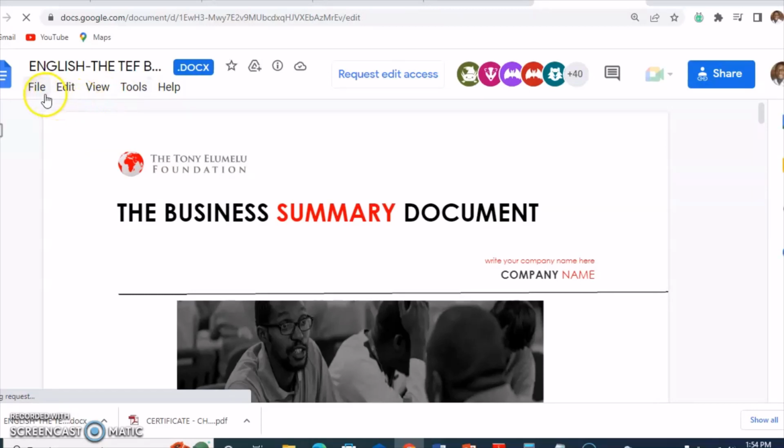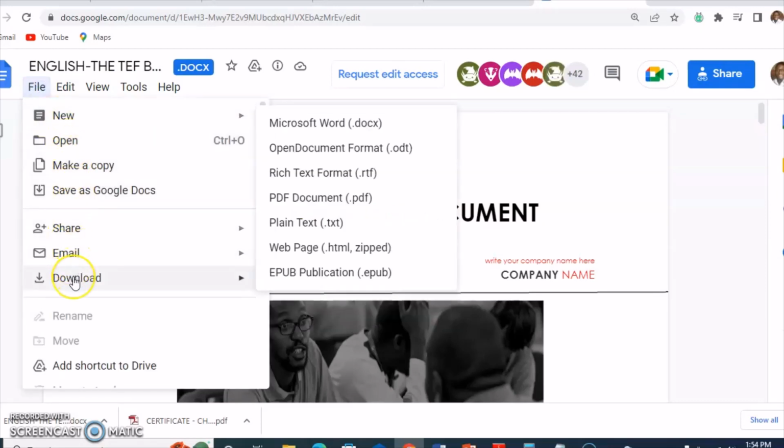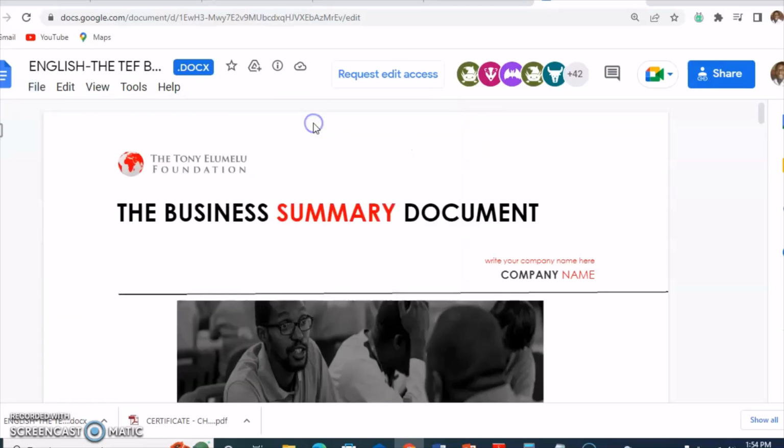Come to File in the Google Doc, and then click on Download. When you move around the download button, you will see options. You should download as a Microsoft Word document or as a PDF document. If you download as PDF, you will not be able to edit. But if you download as Word document, you will be able to edit. I hope that's okay.